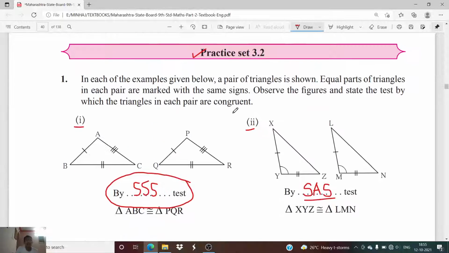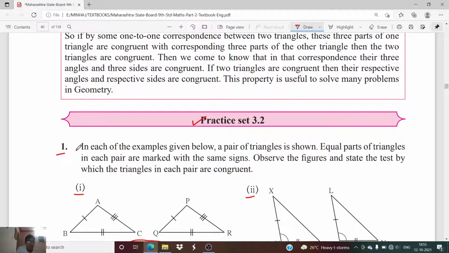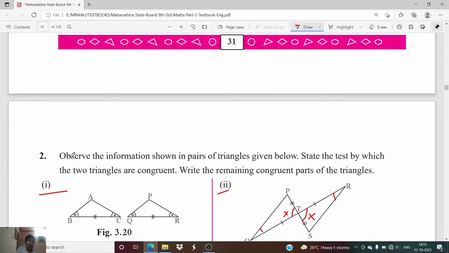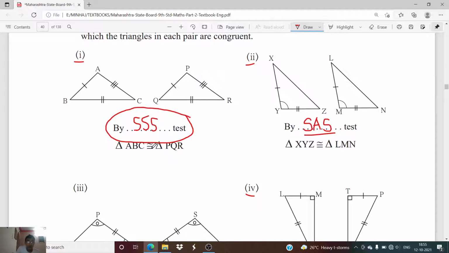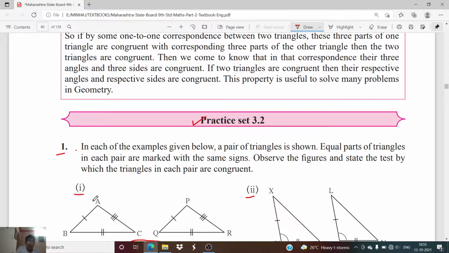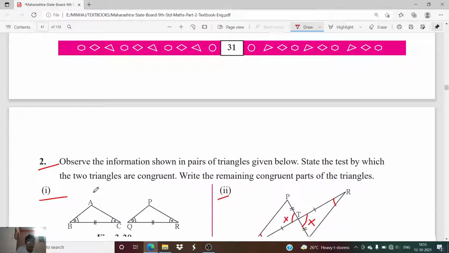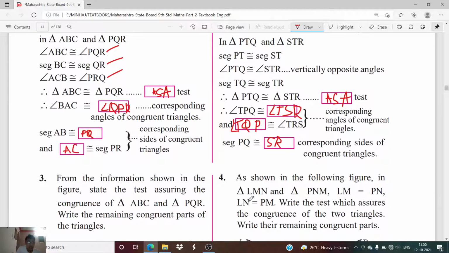So in this lecture we have seen subquestion number 1 and question number 2 of practice set 3.2. Your homework will be to write down these two questions along with their answers in your notebook. In the next lecture, we will see the solution for questions number 3, 4, and 5.